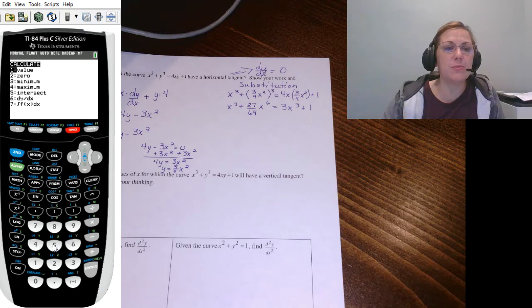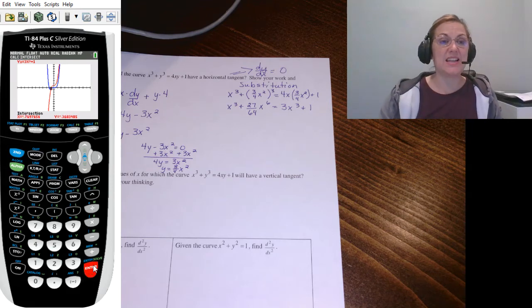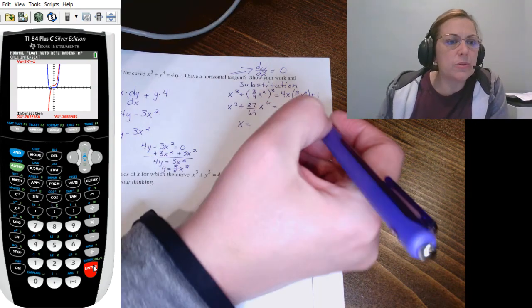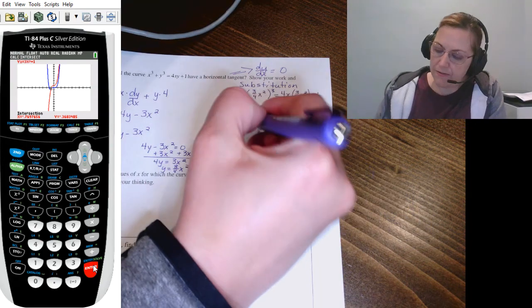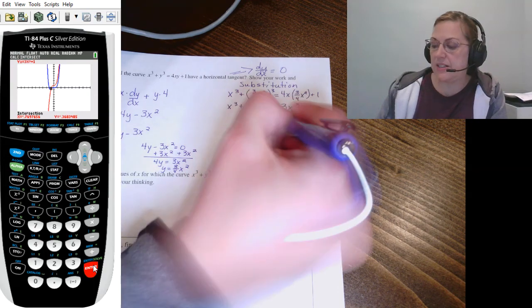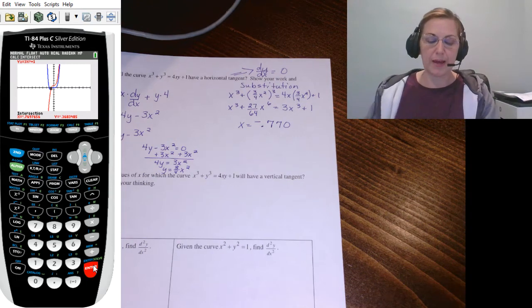Option number 5 is what I'm looking for. And then enter 3 times. The x value is the answer we're looking for. And so it tells me that x equals negative 0.770. So remember, AP requires 3 decimal places for that.